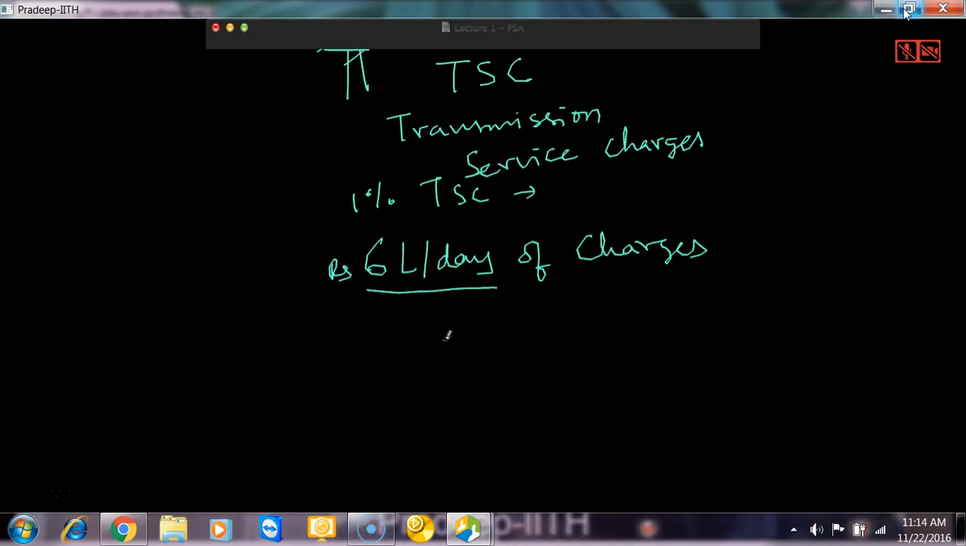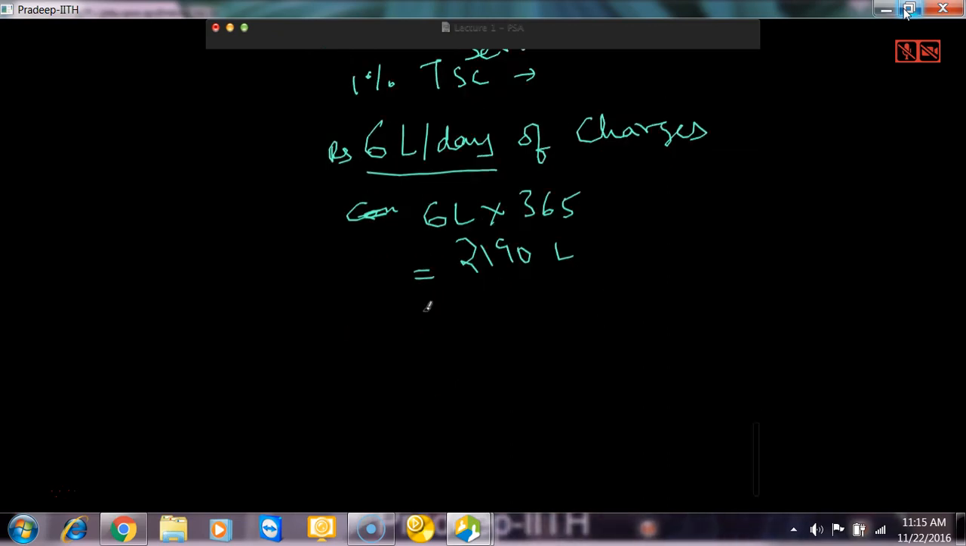So if I want to calculate per year, again as an approximation, you have 365 days, so if I multiply 6 lakhs into 365, how much is that? I'll use a calculator. So approximately you're getting 2190 lakhs. Or you can just round it off to 20 crores. So this is the revenue.